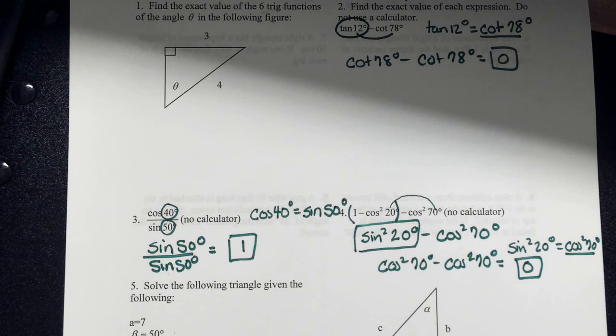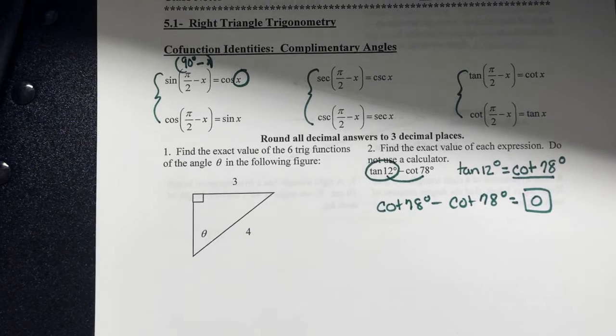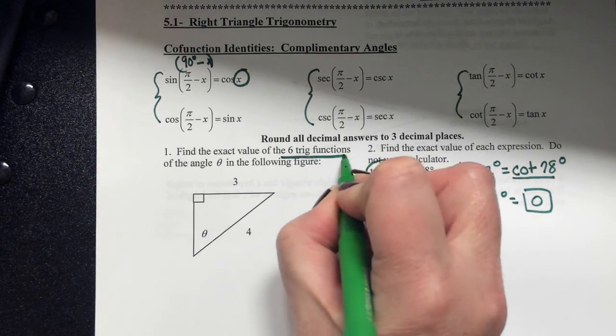So any questions about the cofunctions? Again, look for the complementary angles, and that's a red flag that you're going to be dealing with the cofunction identities. All right? So now, the rest of this section is just going to be dealing with our trig ratio SOHCAHTOA and looking at solving right triangle problems. Let's just review our 6 trig functions first of all.